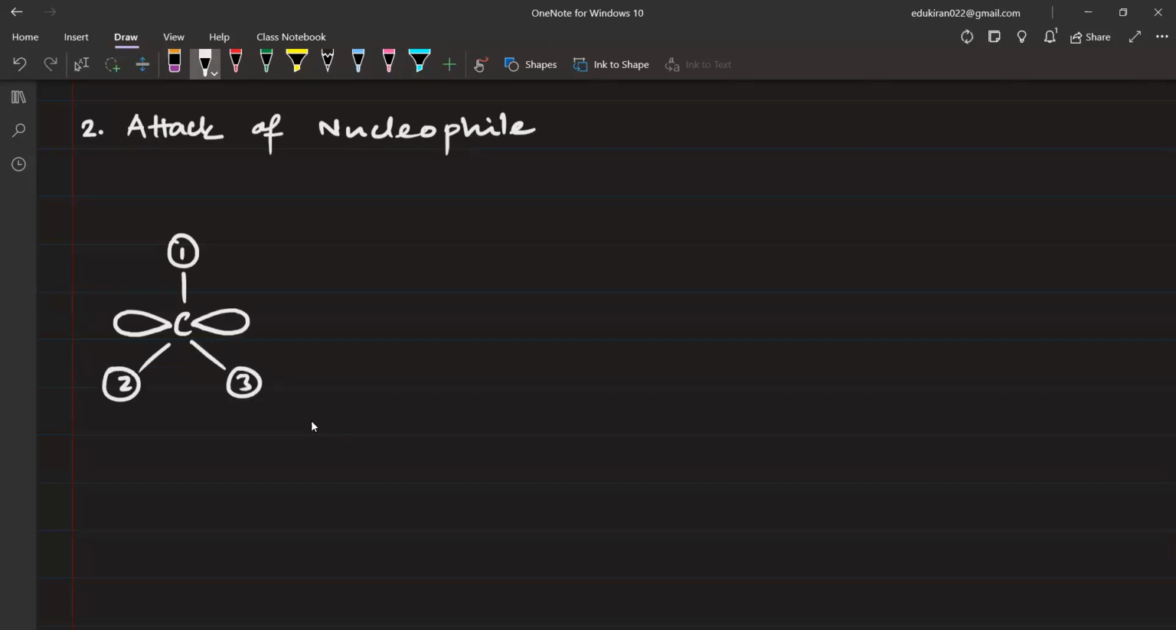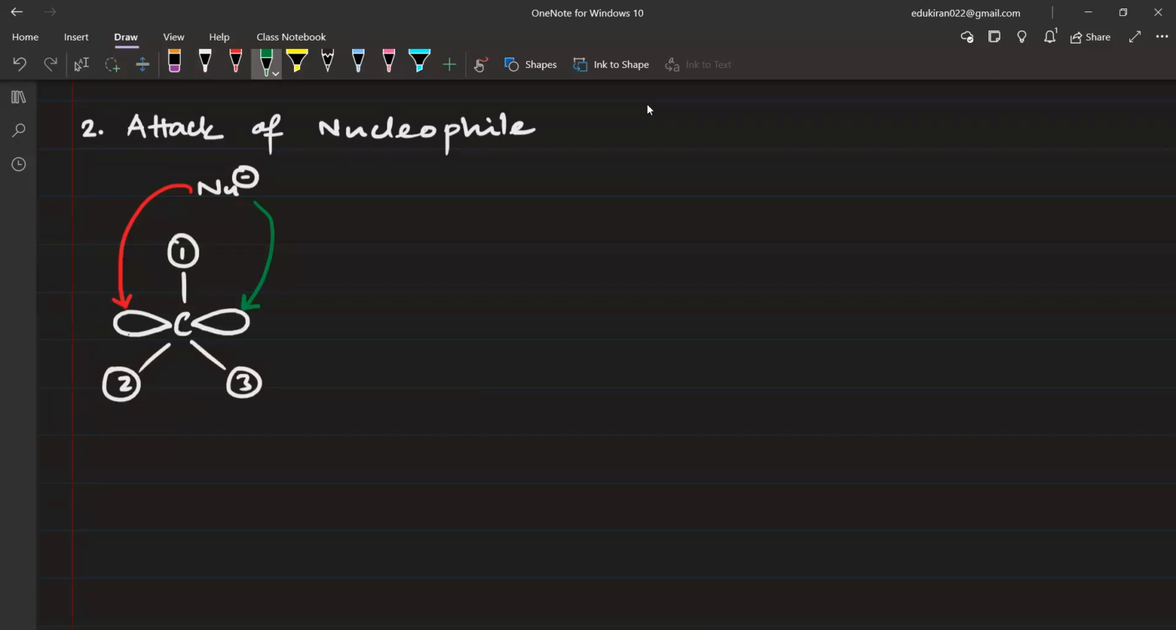Now, when the nucleophile comes, it has options. A nucleophile can attack onto this orbital, from this lobe, or it can attack onto this other lobe. So it can attack both ways. 50-50 chances are there that it can attack on this part, and it can also attack from this red pathway. So we have red and green, 2 pathways.